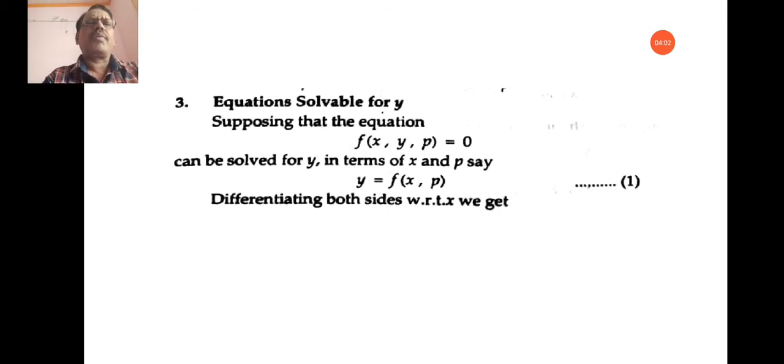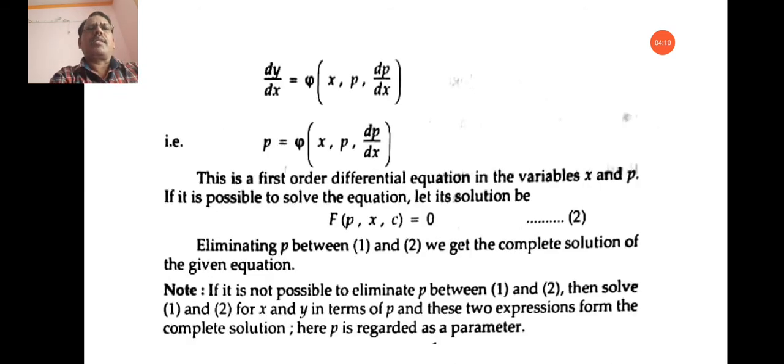Suppose y is equal to f of x comma p. Then you differentiate the given equation with respect to x, and we get dy by dx is equal to phi of x comma p comma dp by dx. So dy by dx is equal to p, that is equal to phi of x comma p comma dp by dx. This is a first order differential equation in the variables x and p.